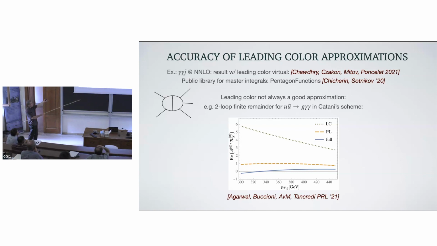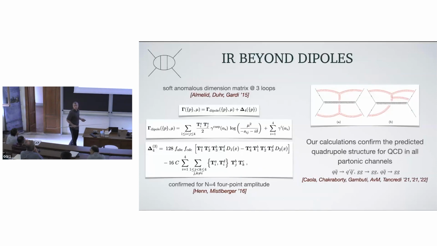I mean, this is not at the level of cross sections, right? This is at the level of the finite remainder. So it's not totally conclusive, and also it will be combined with many other things. But it's just something to be aware of, that at the level of the finite remainder, leading color is not necessarily spot on. Yes.